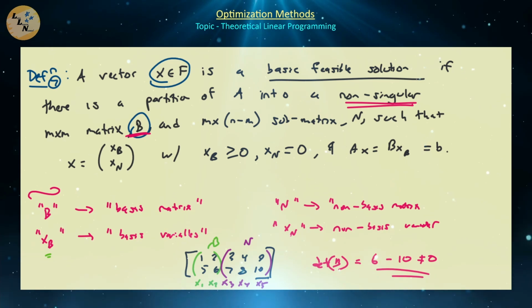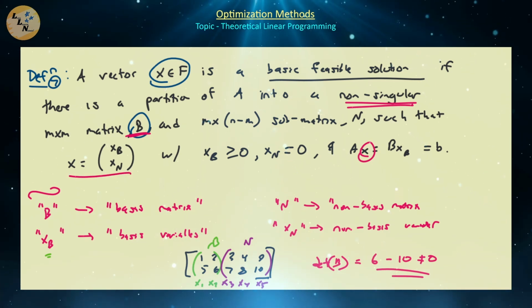So how do we define this basic feasible solution x? That basic feasible solution x is pretty much a solution to this particular equation here. So x again is going to be x_B, x_N. That's the union of the basis and non-basis vectors.